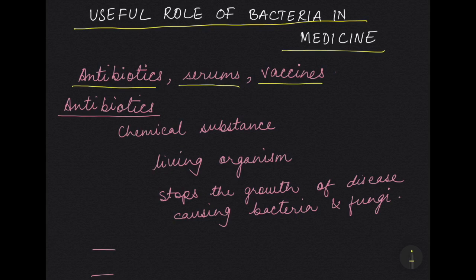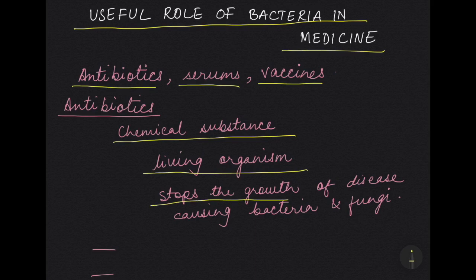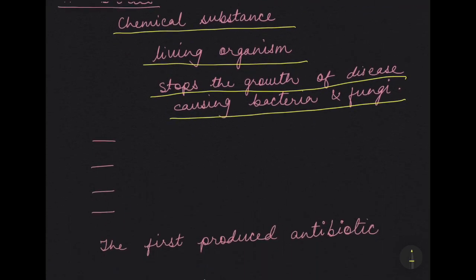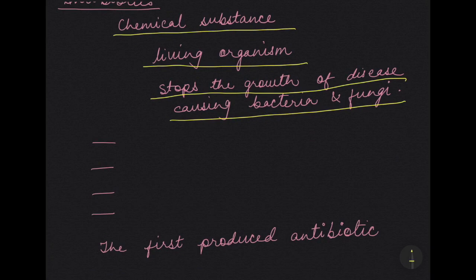Now, when we talk about an antibiotic, we are talking about a chemical substance, okay, which is produced by a living organism. And what does it do? It stops the growth of disease causing bacteria and fungi, okay? There are different types of antibiotics today which is used in the treatment of different types of infections, okay?